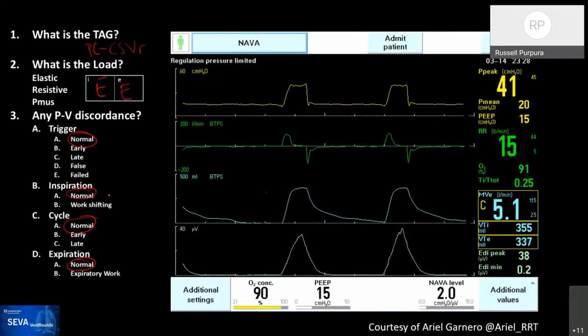Russell, proud of you. Good effort. So let's do this together. This is actually a pretty cool waveform because it talks about something that we never talk about. Well, but we sometimes talk about, which is neuro-mechanical coupling. And so let's just walk together with this.